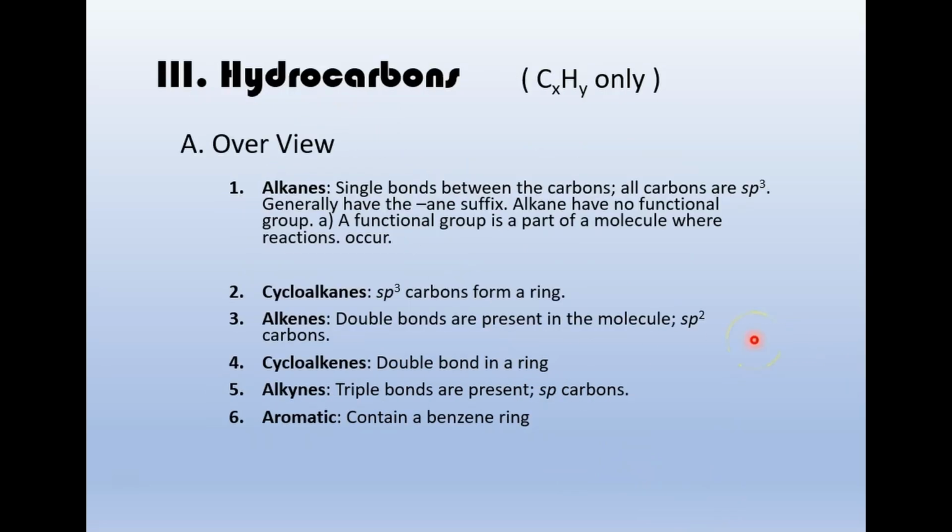Like dissolves like. So you've heard me use the name hydrocarbons. Hydrocarbon means just carbon and hydrogen only. And we have some ways we can classify these things. First up, alkanes. When it ends in ane, that means all the carbons have single bonds, which means they're all sp3 hybridized, and we have that ane suffix. Alkanes have no functional group. What is a functional group? A functional group is a part of the molecule where reactions occur.